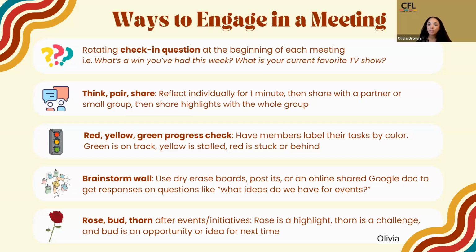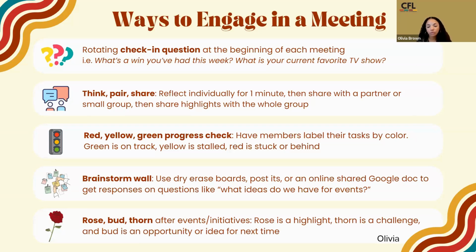And then lastly, rose bud thorn. So this is kind of similar to that, things that you might want to change, things that you might do differently, or things that you might just stop doing as an organization. This is kind of another feedback mechanism for maybe after an event or program that you've done, maybe after the entire year, you sit down as a group and go around the room.